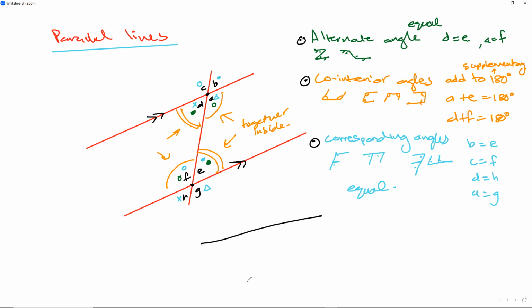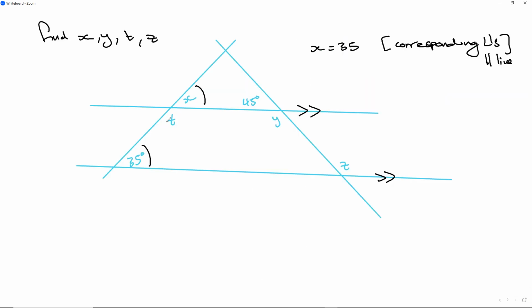So if you have a line going this way and a line going that way, then those two are not going to be co-interior. Those two are not going to be corresponding. That would be false. But in this case, because of the parallel lines, that's why we have them existing. Okay? All right. So x equals 35, corresponding angles.